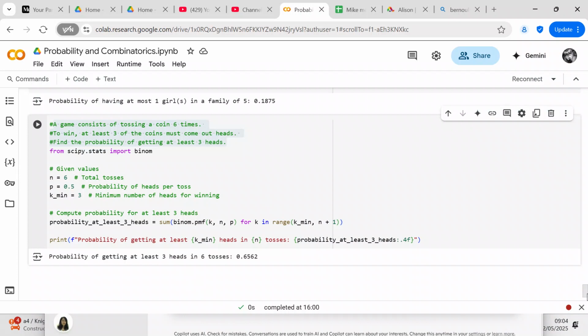So that's all the questions that we have in, I believe it was Module 9 of the Alison course, Probability and Combinatorics. And basically, in the next video we're going to go over these questions in Excel. So you'll have an opportunity to use Excel to answer the questions as well.